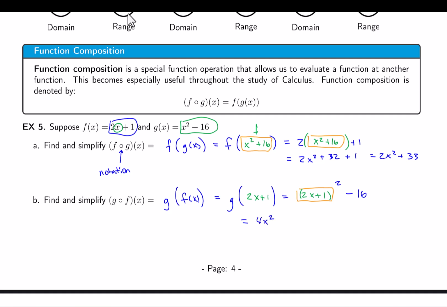This would be 4x squared. 2 times the first would be 2 times 2x, so that would be plus 4x. Sorry, I said 2x. 2 times 2 is, of course, 4. Plus 1 minus 16. So 4x squared plus 4x minus 15. And if you're not sure how I multiplied that, start foiling. All right, FOIL is the basics of all binomial expansions.